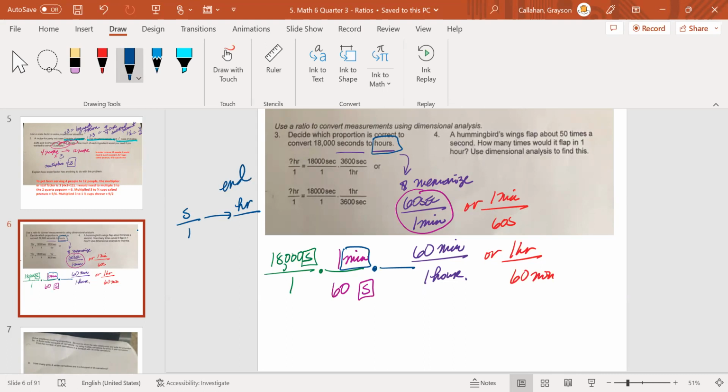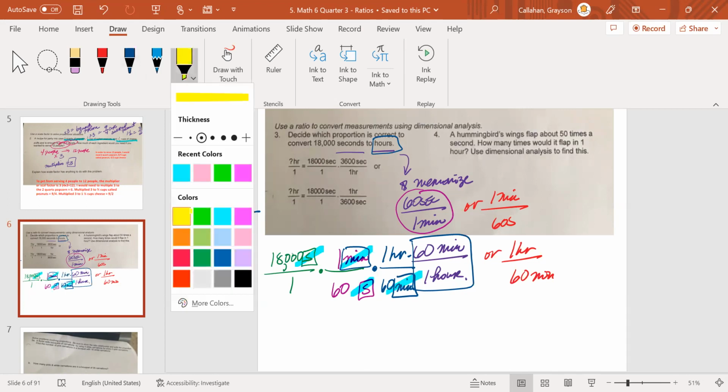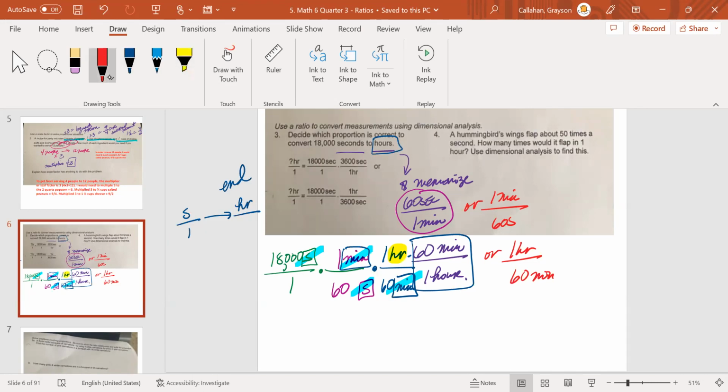So the minute's on top. I also have this one right here. 60 minutes equals an hour. So I'm going to put 60 minutes. Do you see how the minute's on the bottom? So I could just cancel it out over 1 hour. Okay. Now look, seconds cancel, minutes cancel. What are we left with on top? Hours. That's exactly what I want.